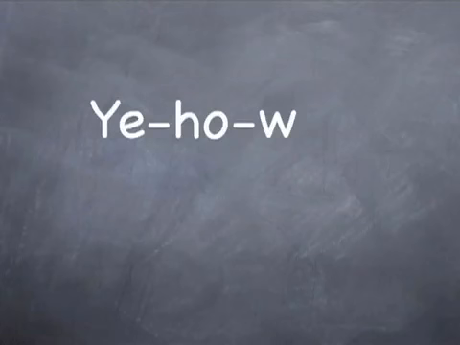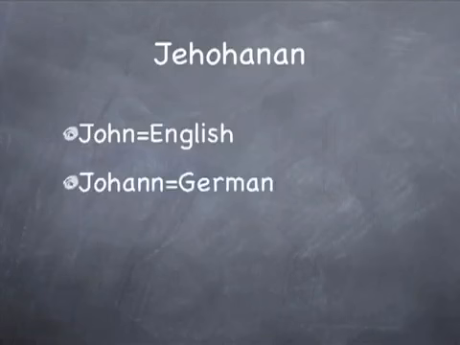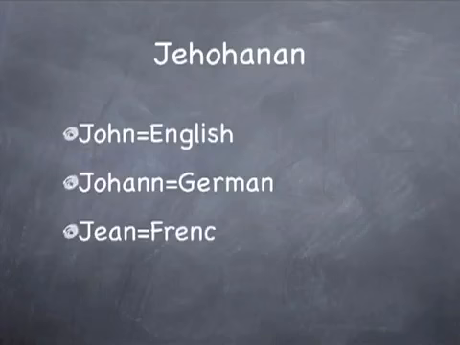Now let's put it all together. In Hebrew, the three-syllable Tetragrammaton would have been pronounced Yehovah. Now take this example of Jehohanan. In English, we pronounce that name John. Jehohanan. In German and Dutch, Johann keeps the Y sound. Okay, in French, they have their pronunciation, as well as Spanish and many other names.